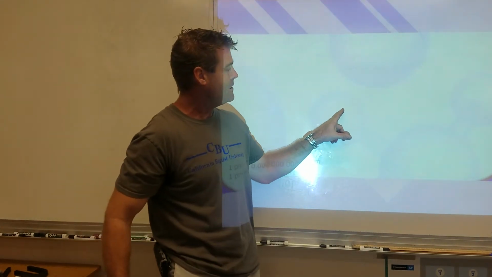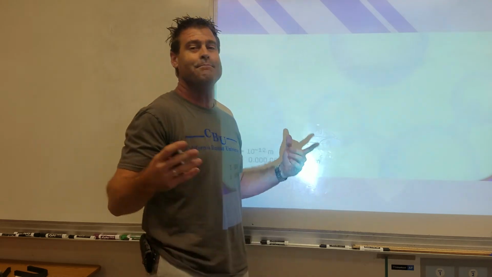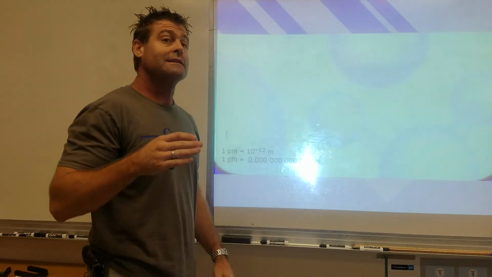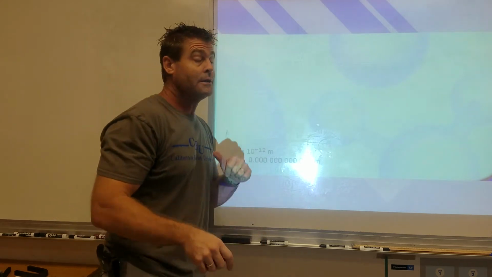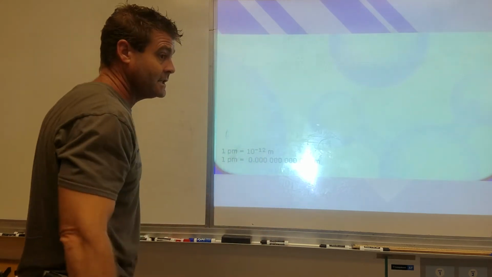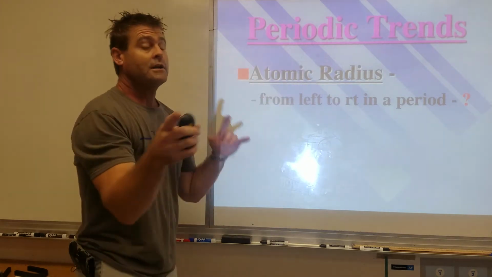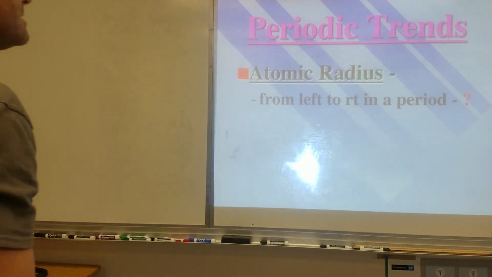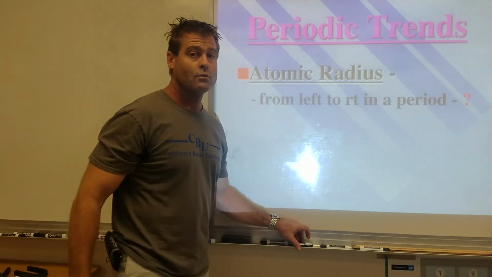They're saying that we would measure atomic radius, the distance from the nucleus to the outermost electron, in picometers. They're saying this is really, really small. That's what they're saying, essentially. Okay, so we're talking about radius. So now you guys, we're going to make a periodic trend. So here's the question. From left to right in a period, what do you think happens to the atomic radius?